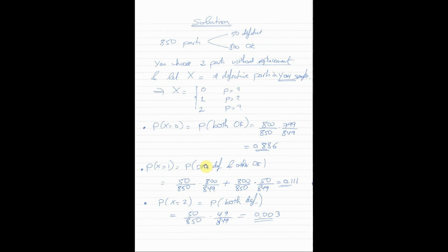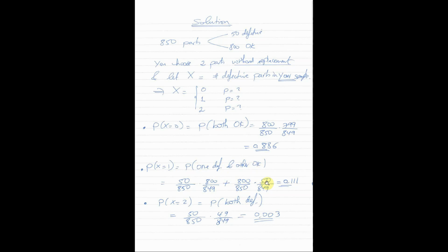Is it the probability that the first one is okay and the second one defective? Or is it the probability that the first one is defective and the second one okay? No, neither of those. The probability that x equals 1 means the probability that one of your sample is defective and the other one is okay. One is defective and the other one is okay. That's why we have to add two things here. One defective and one okay means the first one defective and the second one okay, plus the first one okay and the second one defective.